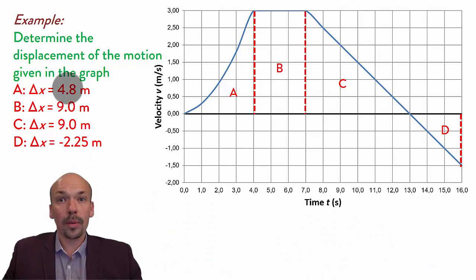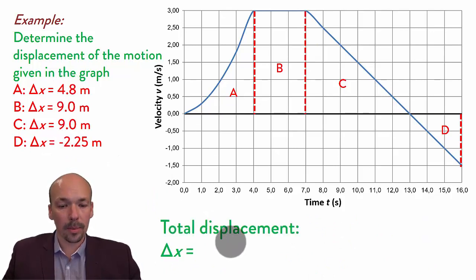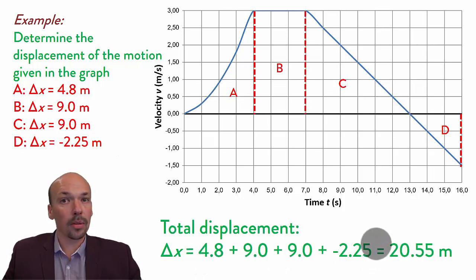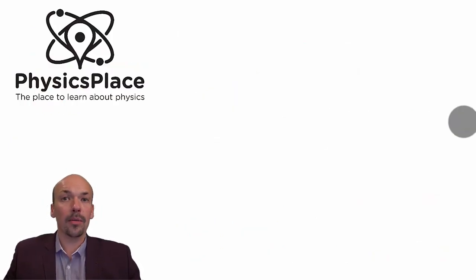So now we have all the individual displacements, and we can add them together to get the total displacement. So we add them all together, and the total displacement of this entire motion is 20.55 meters. That's it. You should now know how velocity time graphs work and how you can get information out of it.